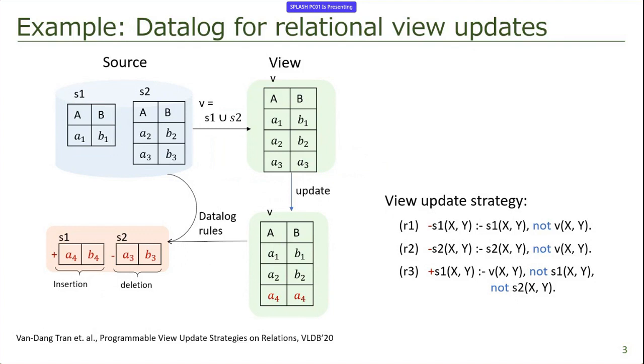This update translator is implemented in a very simple datalog program of three rules. If you are not familiar with datalog, you can think of datalog as a language without functions. This datalog program has three rules. The first rule specifies how we can do deletion from the source table S1. Similarly, the other two rules specify how we can do insertion or deletion on the source tables S1 and S2. The notation minus is for deletion and the notation plus is for insertion.